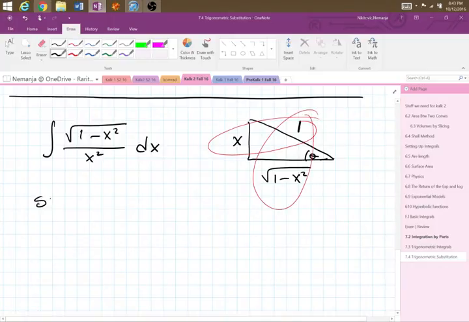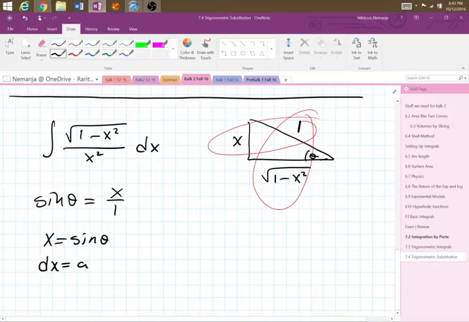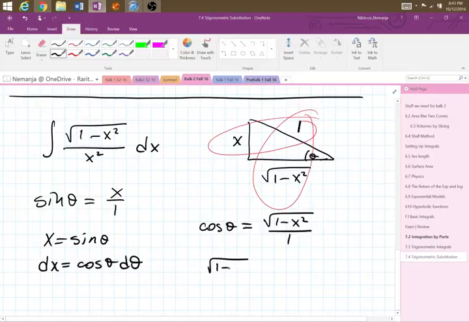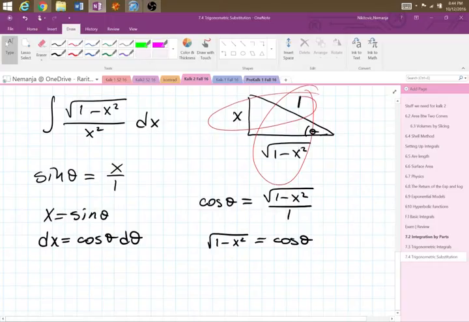So again, sine theta is x over 1, which means x is equal to sine theta. So dx is cosine theta d theta. On the other side, I have that the cosine theta is equal to the square root of 1 minus x squared over 1, from where the square root of 1 minus x squared is cosine theta. So now, all I need to do is to plug this in.